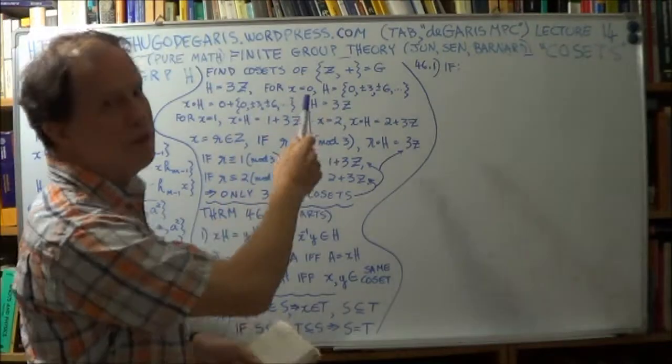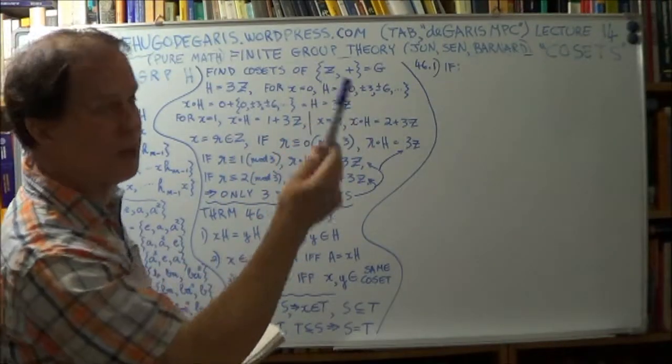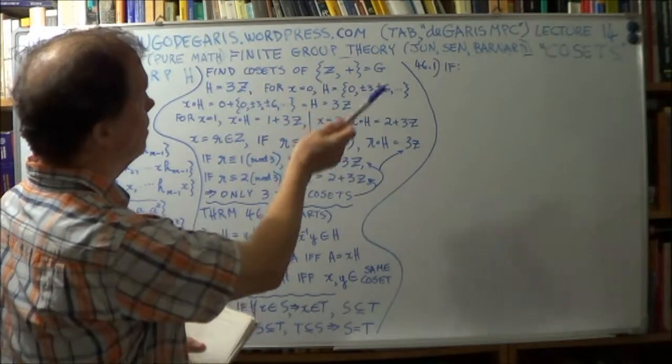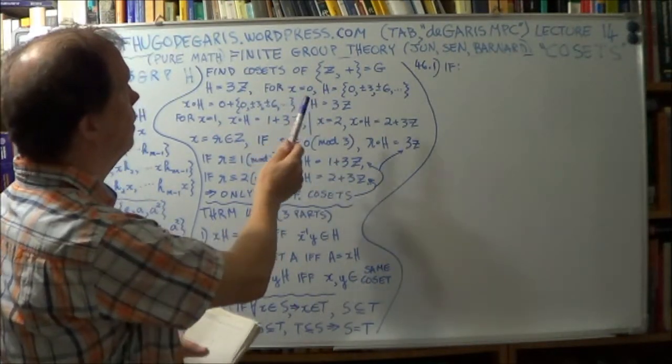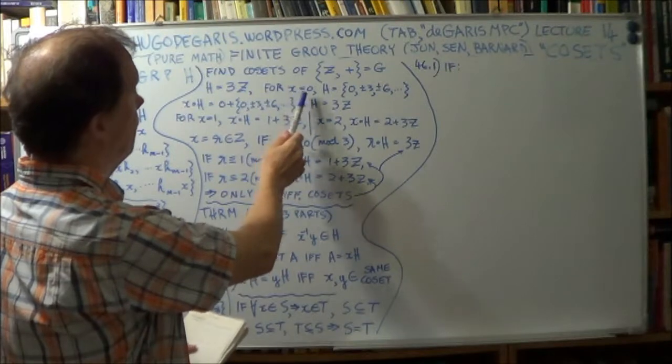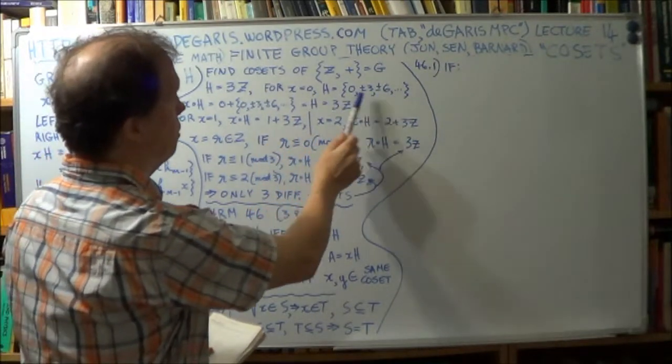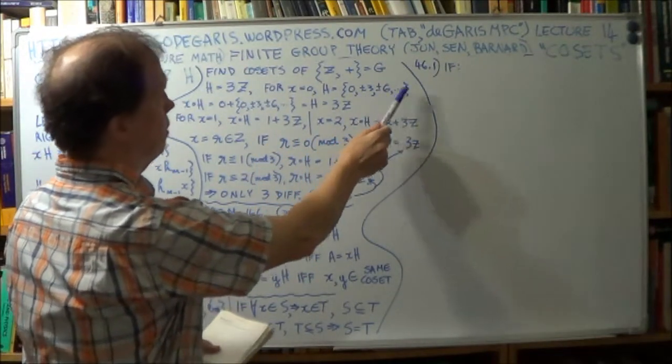We're not going to do this an infinite number of times, but you'll see how it's done. Okay, so let's start somewhere. Let's try x is 0. And here's your h: 0, plus minus 3, plus minus 6, and so on.